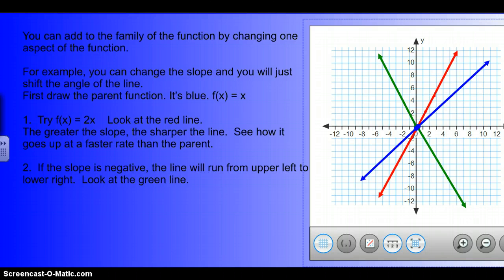Now, if we made the slope negative, okay, the line would run from upper left to lower right. Look at the green line. That's the change in the parent function when you change the slope. If it's greater, positive, it's going to be sharper. If it's negative, it goes the opposite direction. What if it's between 0 and 1? Then that's going to make a flatter line that actually goes underneath the blue line.